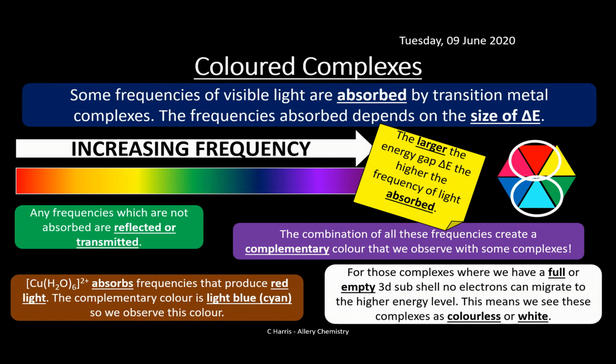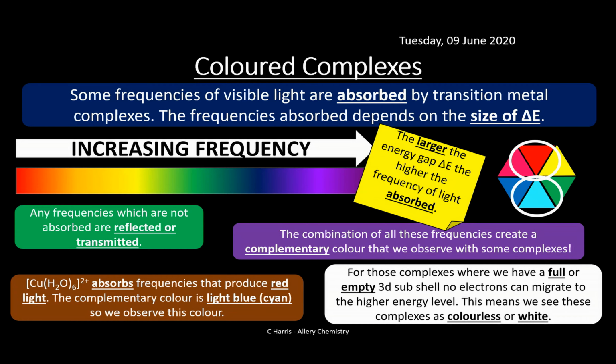Okay, so for those complexes where we have a full or empty 3d subshell, no electrons can actually migrate to the higher energy level. And this means we see these as colourless or white. So scandium and zinc are classic examples. These are not transition elements. Remember, zinc has a full 3d subshell, and scandium has none at all. So because it's full, we can't actually move any electrons up or down.